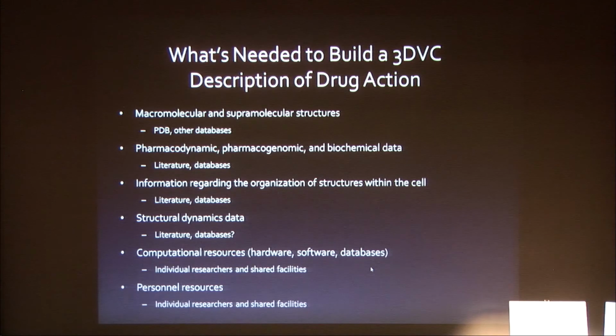So going back to the drug action component, what do we need to be able to understand how drugs work in a 3D cell? Well, we need to have lots of data. The PDB provides a lot of that, but there are other databases. We need to have information about the drugs, pharmacodynamic data about binding constants, selectivity, that sort of thing, information regarding the organization of structures within the cell, structural dynamic data, computational resources, and personnel resources.